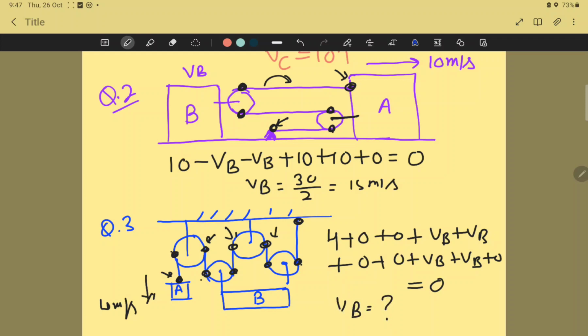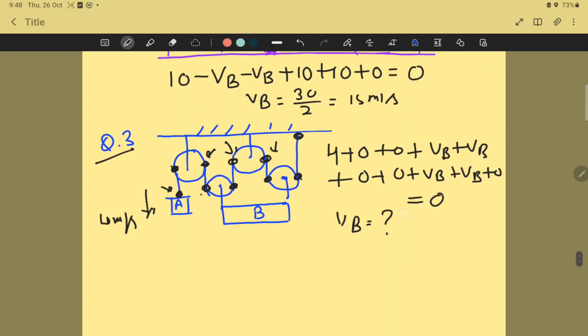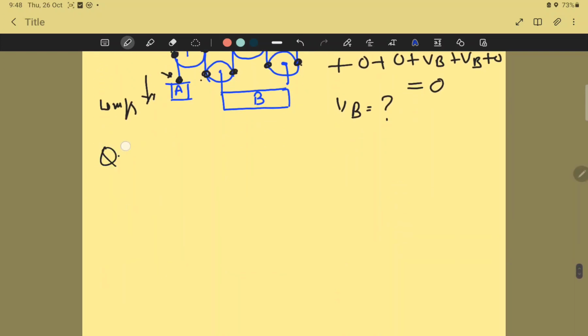So point method seems to be useful, because the earlier method that I told you about, that VP is equal to VA plus VB by 2, that may not be very helpful as compared to this point method. Fine. So let's quickly do one more that is based on it.